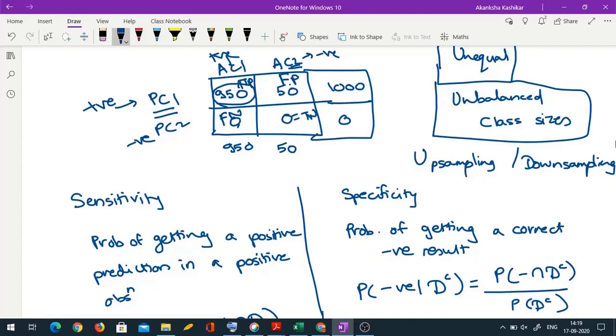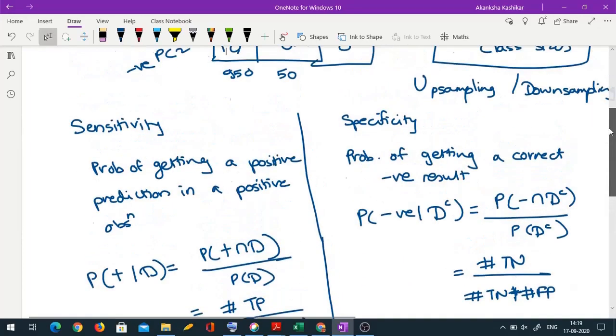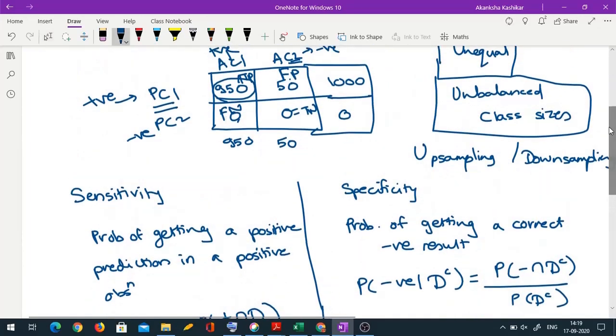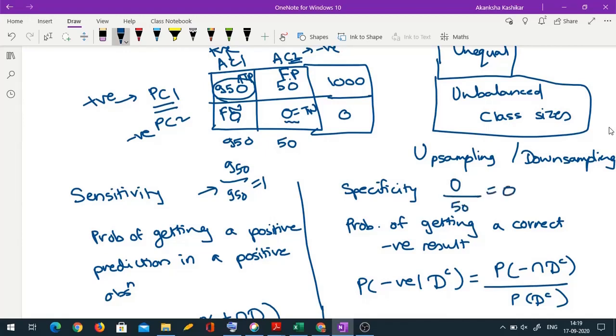Okay. So my sensitivity is the number of true positives upon total positives. So here it is 950 upon 950. So it is 1. Sensitivity is 1. And now what about specificity? Specificity is the number of true negatives upon total negatives. True negatives is actually 0, upon total negatives 50. So specificity is 0. See, that's why this is a bad classifier. Sensitivity is good, no doubt, but there is no specificity.